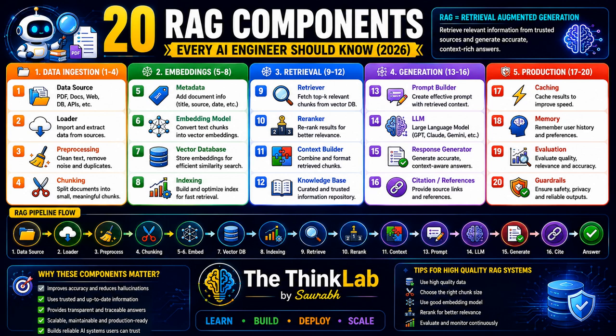The 10th one is the Reranker. Sometimes the retriever returns many results. Not all of them are equally useful. So the Reranker reorders the retrieved chunks and the most relevant information moves to the top, right? And this improves the answer quality.